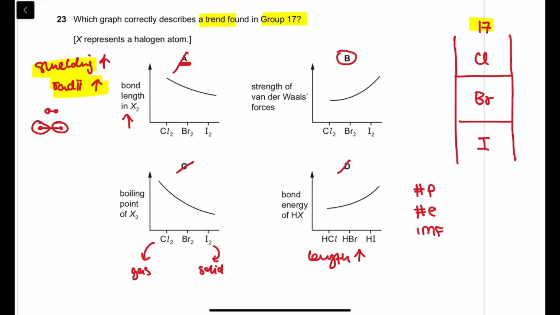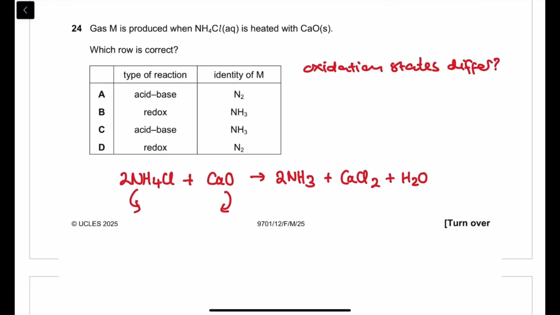However, when it comes to B, the strength of the van der Waals forces does indeed increase. That is because as you go down the group, the proton number increases, therefore the number of electrons increases, therefore the intermolecular forces are going to increase as well, due to the presence of more electrons. Question number 24. Gas M is produced when ammonium chloride is heated with calcium oxide. Which row is correct? So what is the type of the reaction and what is the identity of M?